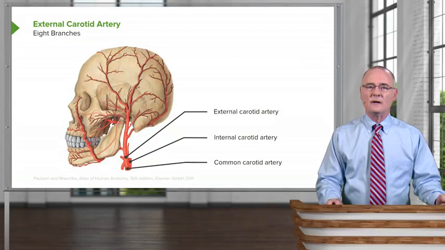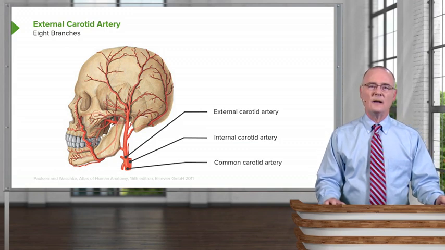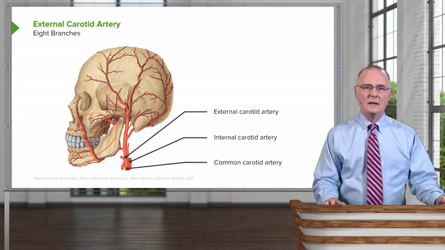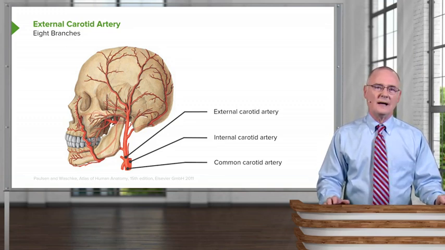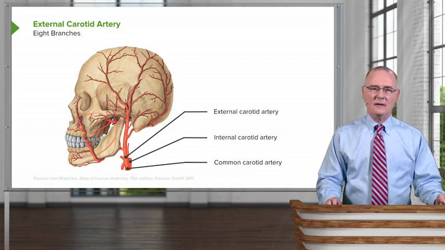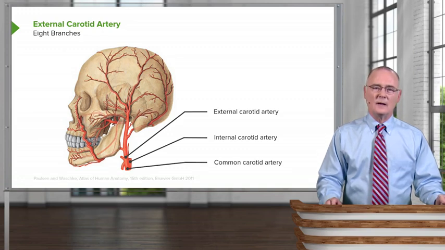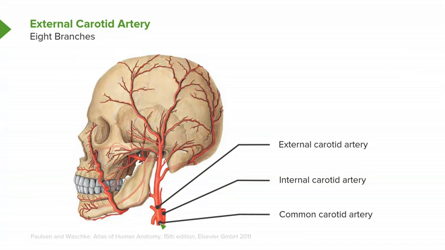Let's now explore in greater detail the branching pattern of the external carotid artery. When we walk through this particular segment of the presentation, we will identify 8 branches of the external carotid artery, and there is a helpful mnemonic that will allow you to remember what those branches are. So again, we see our common carotid artery, our external carotid artery, and our internal carotid, so our focus is on the external carotid artery.